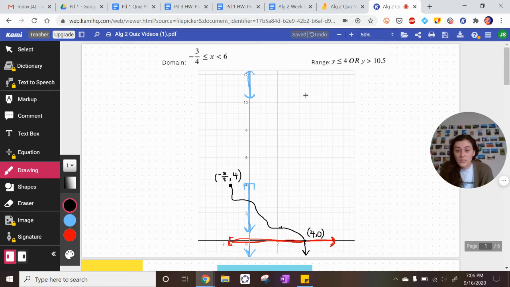So what I'm going to do is draw an open dot at 4, 10.5. And that's totally fine because 4 is in our domain, but we've already covered 4 down here. 4 is already covered. Everything from -3/4 to 4 is covered. So it's totally fine that that's an open dot.